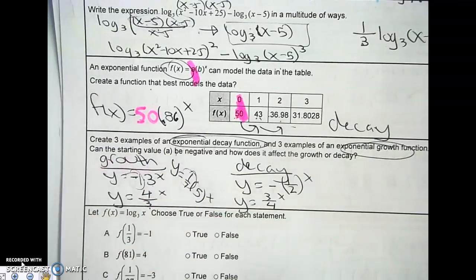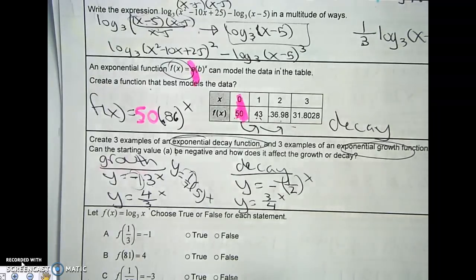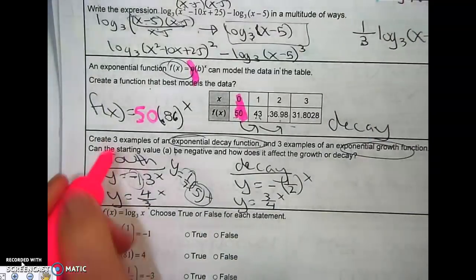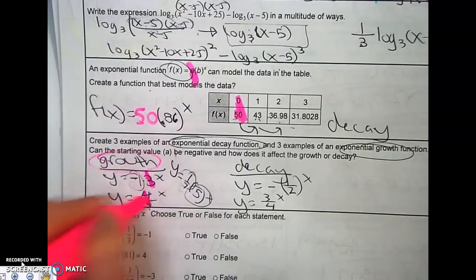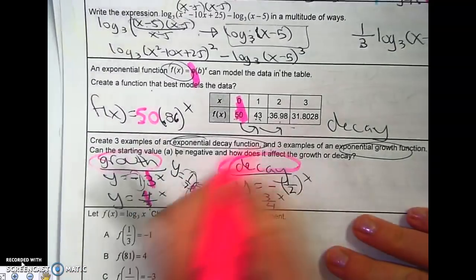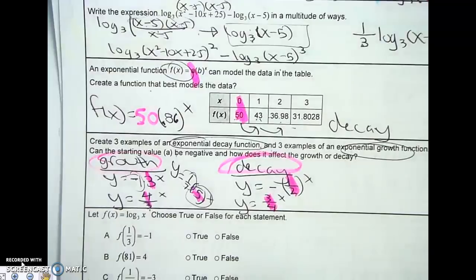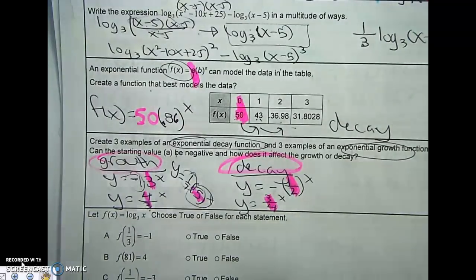Remember, the 1/7 represents your start. It doesn't affect your growth. This represents your growth. So the growth is based on the base. The decay is based on the base, as long as it's less than 1. Okay? All right. Let's go to the next one.